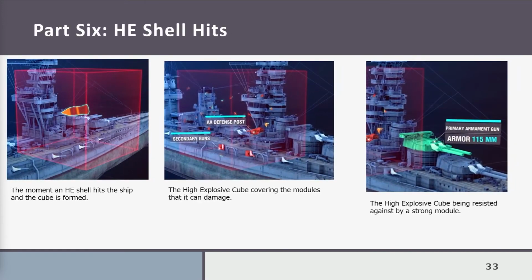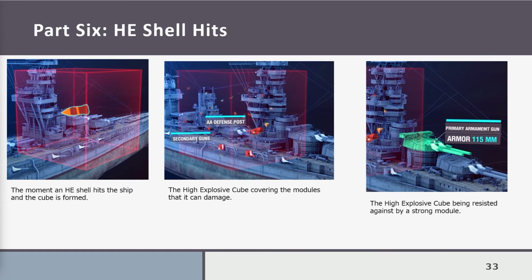As we can see here, here's a pictographical representation of the life of an HE shell. The moment that it hits, the cube is formed. The high explosive cube covers the modules that it can damage, and then the cube is being resisted by a module that has the ability to resist, the splash armor coefficient. Now, Wargaming says that any module covered in 76 millimeters or greater doesn't get damaged by the HE cube blast. Mathematically, on paper, this is untrue.